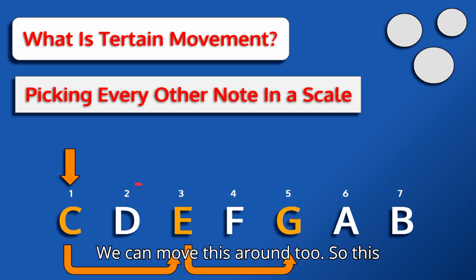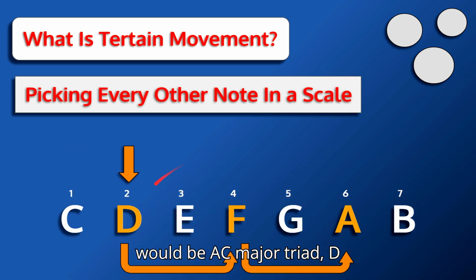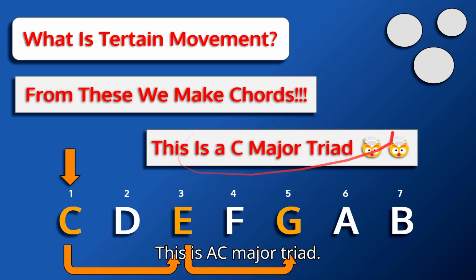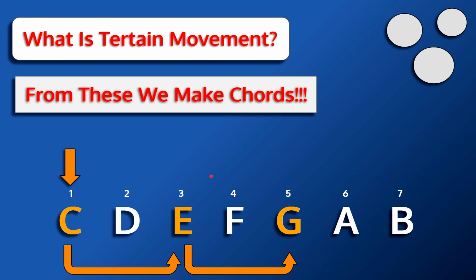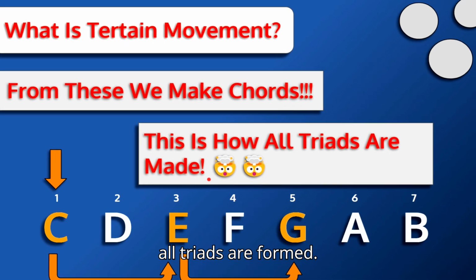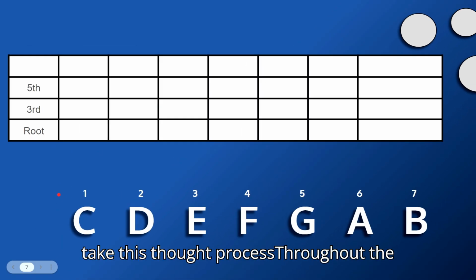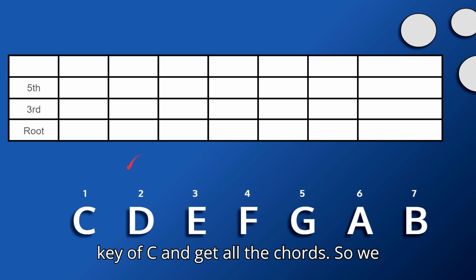We can move this around too. So this would be a C major triad, D minor, and then E minor. Back to C major. This is a C major triad. That's how all triads are formed. So we can take this thought process throughout the key of C and get all the chords.